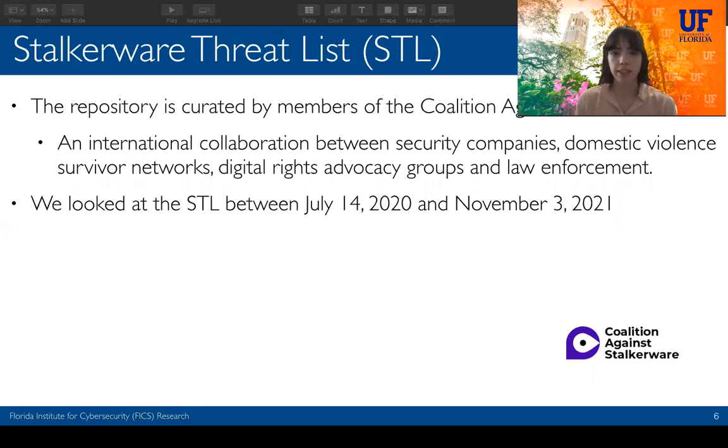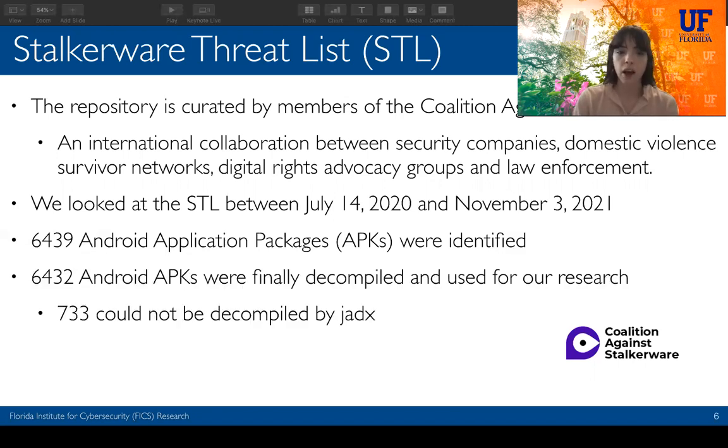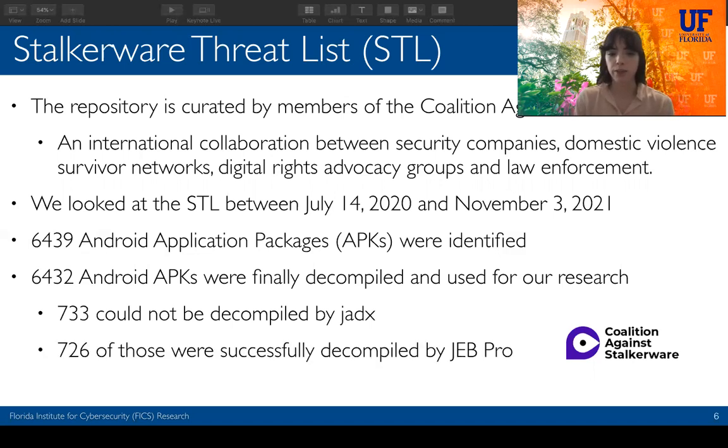We took a snapshot of the STL and looked at the stalkerware apps that were found between July 14 of 2020 and November 3rd of 2021. We were able to identify 6,439 Android applications in the STL, and then we ran these apps through different decompilers. We originally used JADX, but we found that 733 of these apps could not be decompiled by it. We did finally use JebPro on those 733. It's known for helping with deobfuscation, and we were then able to decompile another 726. In the end, we were able to decompile overall 6,432 of the Android APKs, missing only 77 of the original 6,439. We found that in both cases of apps being decompiled by JADX and JebPro, they revealed all of the same markers for monetization data that we were using in our research.